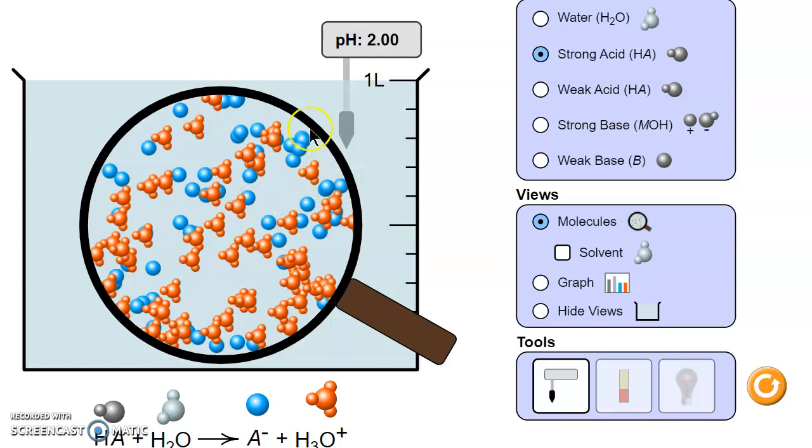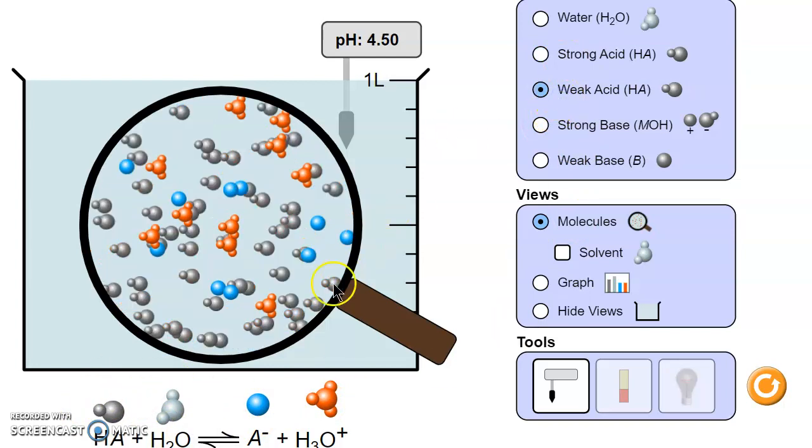What you want to do is pay attention to what's in the solution, and match it to the equation. If you look at something like this, you can see that you've got all product, which is the A anion and the hydronium ion. You don't see any of the reactants lying around. You can switch to the next ones and see the difference. You can see the change in the pH as well, and a change in what's going on in solution. You can identify all the species that you've got in solution as well.